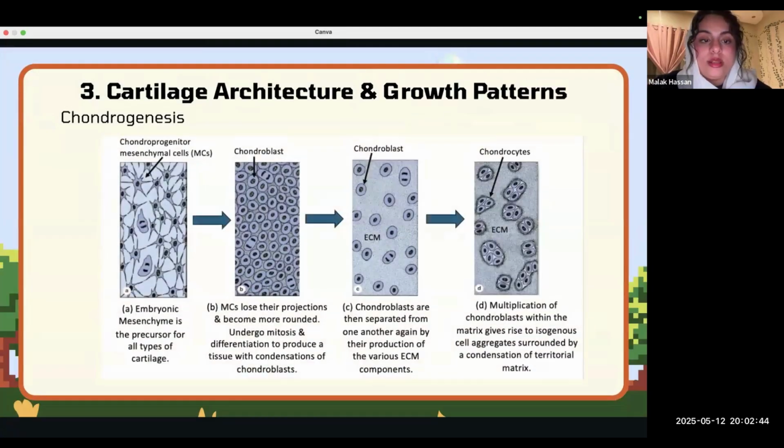Now, let's take a look at this image from your lecture. You have the mesenchymal stem cells, okay? You can see they have a lot of projections. So they're going to lose their projections and they're going to form chondroblasts. They're going to become more rounded, all right? They're going to undergo mitosis and then they're going to form ECM. They're still chondroblasts, but there's a lot of ECM around them. Then they're undergoing mitosis within the ECM to form isogenous groups of chondrocytes.